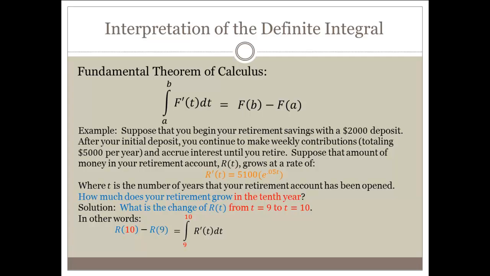And using that R'(t) is 5100 e^(0.05t), this becomes the integral from 9 to 10 of 5100 e^(0.05t) dt, which we can compute with a calculator to be $8,201.73. So we can conclude that the retirement account grows by $8,201.73 in the 10th year. It's worth pointing out that $5,000 of that is coming from our investments, and the other $3,200 is coming from interest on our previous contributions.